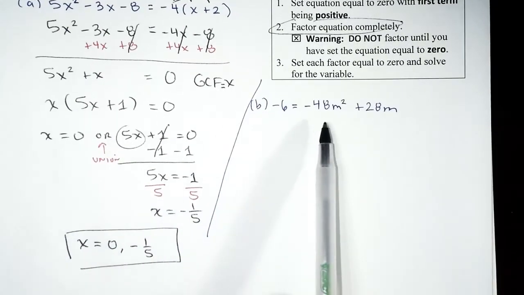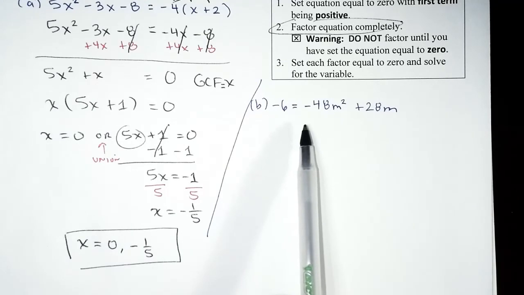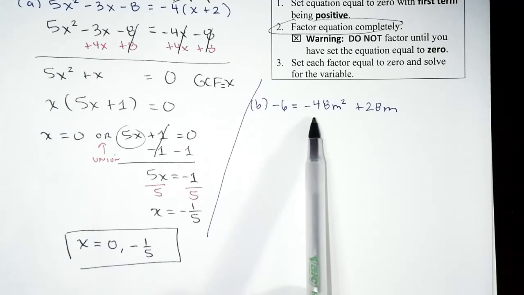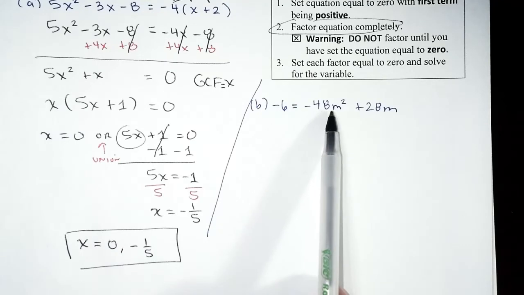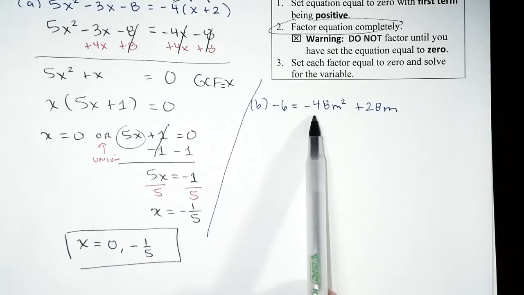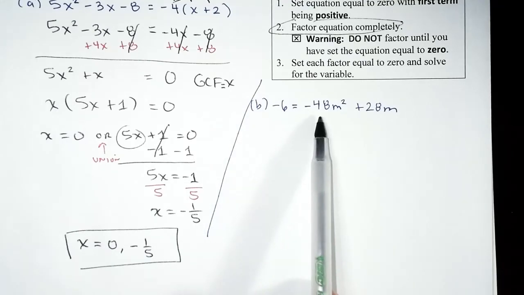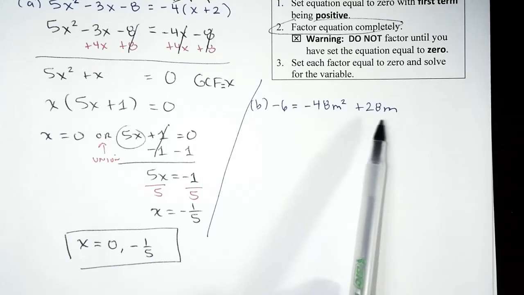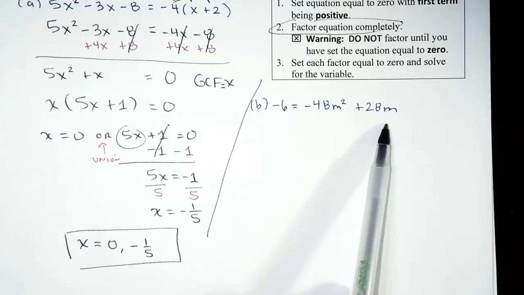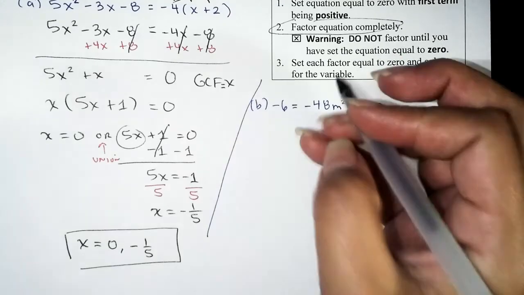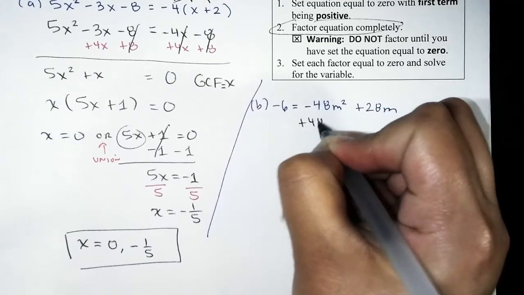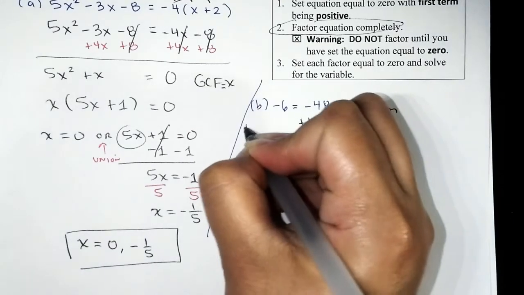So first things first, we want to set the equation equal to 0 with the leading coefficient being positive. We have a degree 2 term here. The coefficient is negative. It will be nice if it's positive, so let's shift all the terms to the left. Do you have to do that? No, you can just move the -6 and then you'll have it in standard form in a heartbeat. But let's go ahead, shift these terms. So we're going to add 48m squared to both sides.